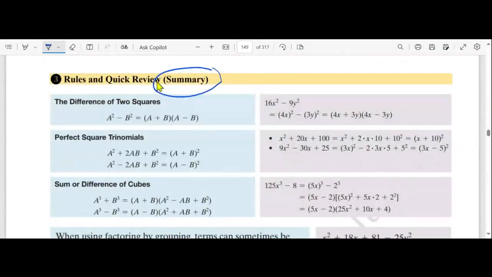Let's make a quick summary before we start the class. 16x squared minus 9y squared. He's telling you to factor it. So we use the formula. This is the formula. A squared minus b squared equals what? A plus b, a minus b. Now 16 is what by what? 4 squared, right? 9.